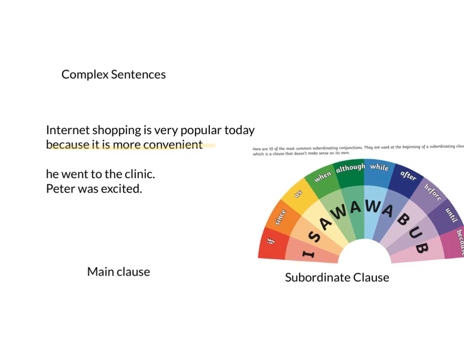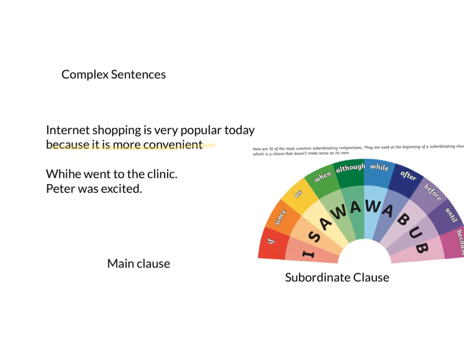Okay, we've challenged ourselves to do one. The next one is he went to the clinic. Now that's a main clause. That means he went to the clinic is a simple sentence on its own. But to make it more complex, we're going to add one of our I saw a wabub words. And this time I'm going to add it at the start. You can add these words in before a simple sentence, in the middle of a simple sentence, or at the end. This time I'm going to add it at the start. Okay?